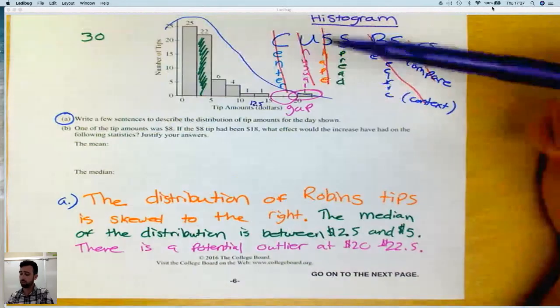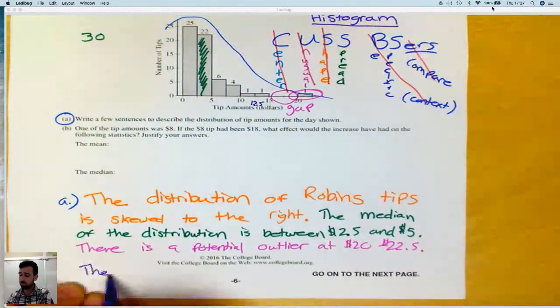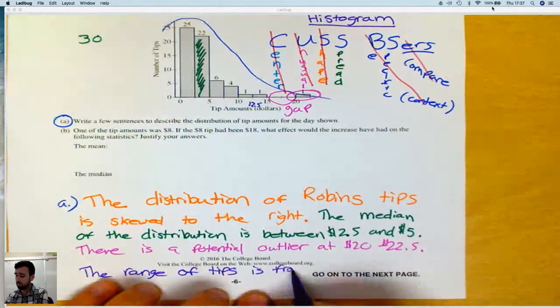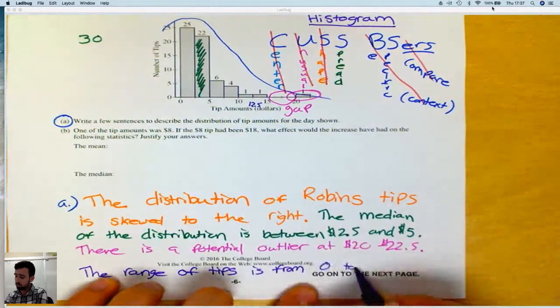So what we're going to do is we're just going to say the range of tips is from 0 to $22.5.